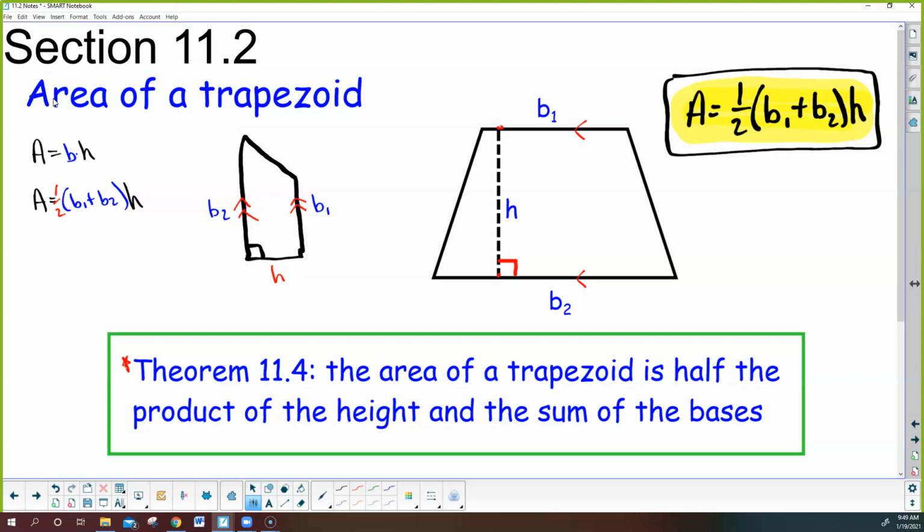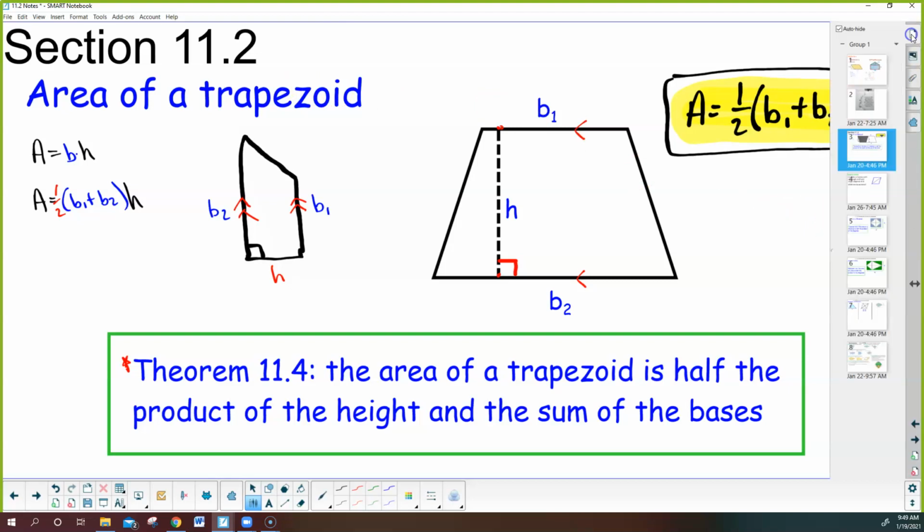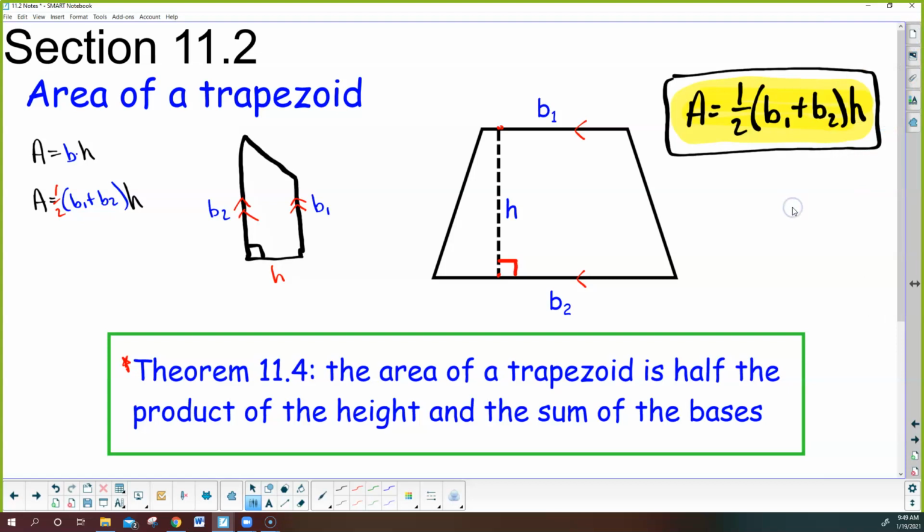Area of a rectangle, draw a picture, have the formula. Area of a triangle, area of a parallelogram. And that way you just have a list and everything's right there for you. Kind of like a little cheat sheet. Okay, let's go on to the next one.